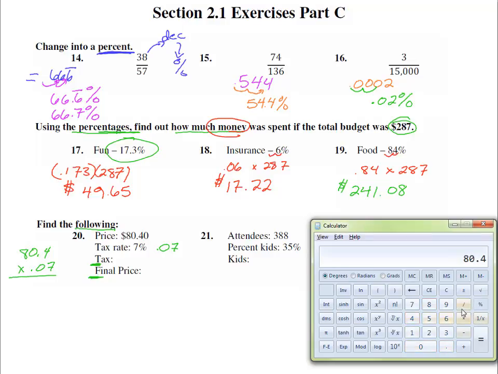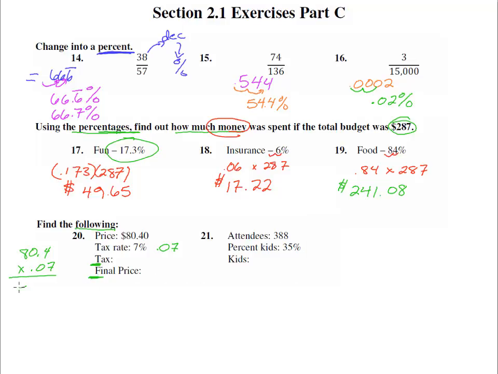80.4 times 0.07 equals 5.628. If we're talking dollars and cents, that's $5.63. That's rounded to the nearest penny. And so that's how much our tax is. Good, $5.63.